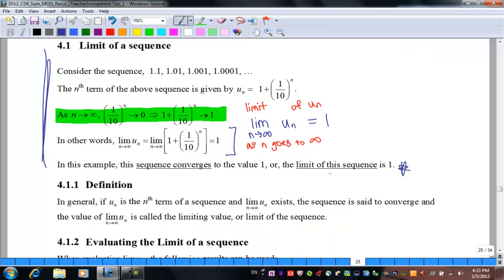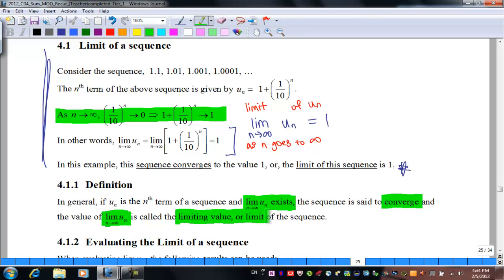So in general, if un is the nth term of a sequence, and the limit of un as n tends to infinity exists, please highlight this, the sequence is said to converge. And this value is called the limiting value or the limit of the sequence. Now, why do I say if over here? This is because there are actually times when the limit of a sequence does not exist. Okay, so this existence over here need not always be true. There are times when the limit does not exist.